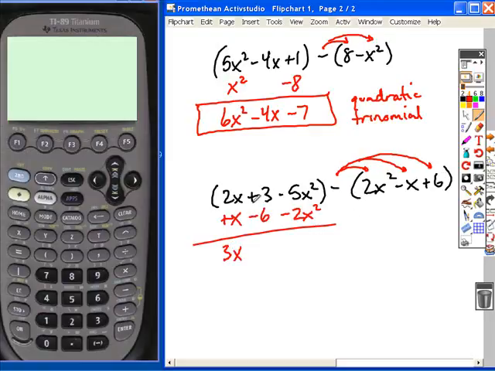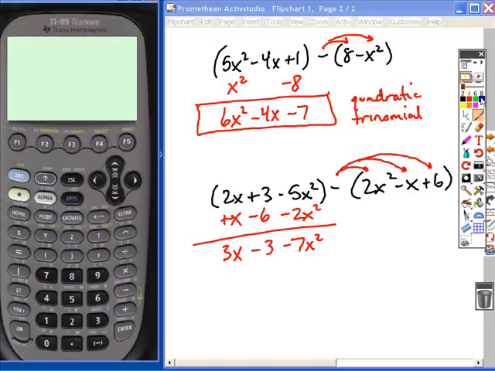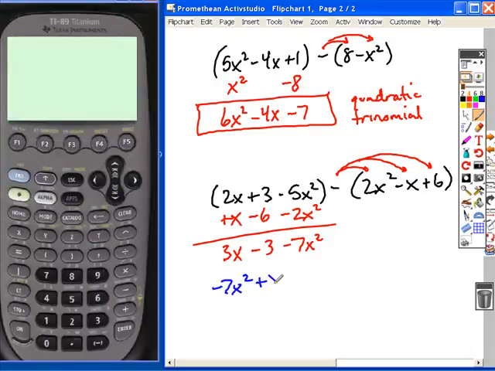Now, when you do this, okay, combining your x's, you get 3x minus 3, and you get a negative 7x squared. Is this written in standard form? Highest power to lowest? No. So you do need to adjust the order of the terms. So which term do we need to write first? So we get negative 7x squared followed by 3x followed by negative 3. So here would be your answer.